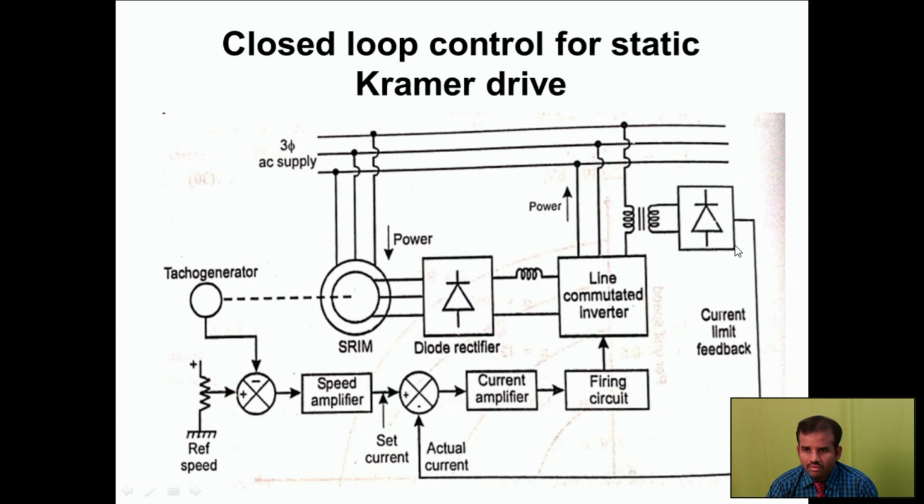We already sensed the actual current here, and then the set current here. The output of the speed amplifier is considered as the set current. The set current and actual current are compared, and then fed into this current amplifier. The current amplifier output is given to the firing circuit. The firing circuit is used to control the inverter circuit, which is a line commutated inverter. Here we use this diode bridge rectifier and the slip ring induction motor. This is the current limit feedback. So that's all about the construction of the closed loop control for the static Kramer drive.